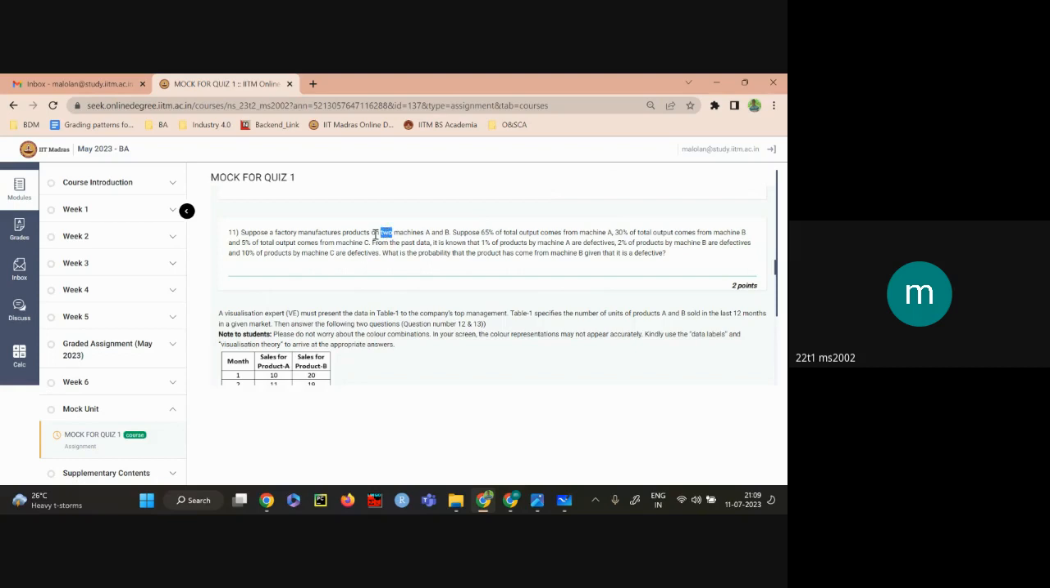Just make this correction. Suppose a factory manufactures a product on 3 machines, A, B, and C. 65, 95, 100. 1% of A is defective, 2% of B, and 10% of C. What is the probability that the product has come from machine B given that it is defective? Just make it 3 machines and the question is correct.